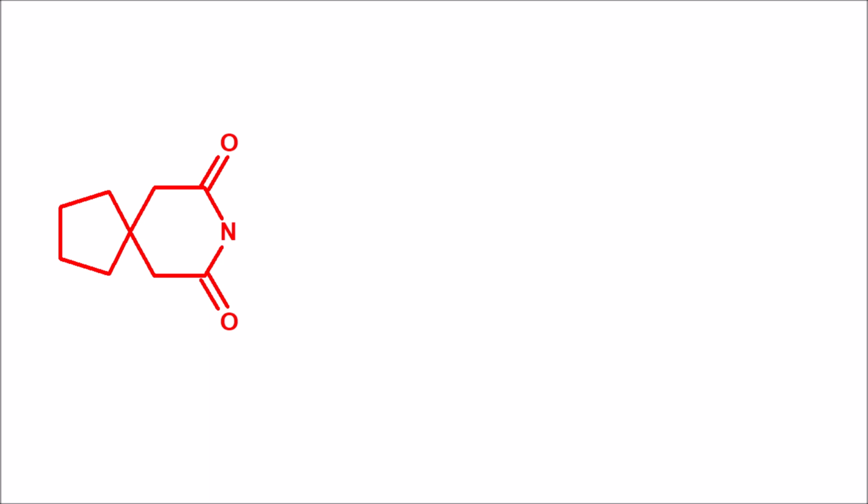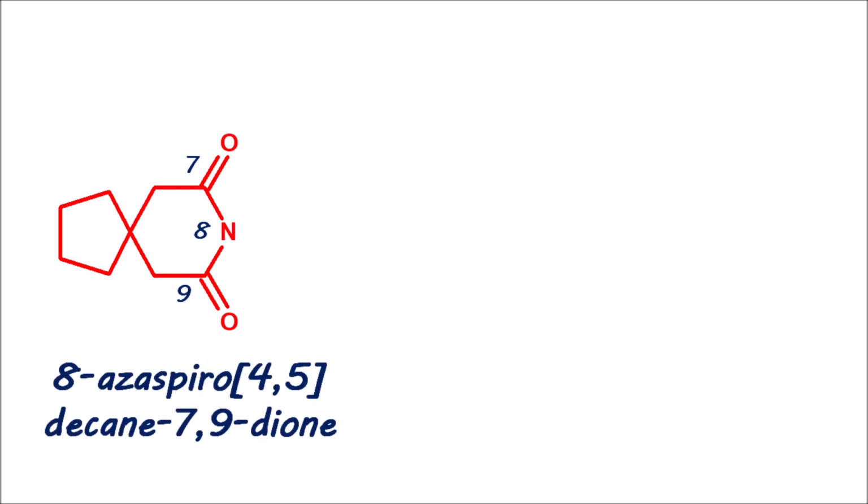Now let's see the chemical form of buspirone. This is the spiro ring system present in the drug, with ketone groups at the 7th and 9th positions and nitrogen at the 8th position. So it is an 8-azaspiro[4.5]decane-7,9-dione derivative. Simply, it is a spiroketone, that's why we can find the suffix spirone within its name.